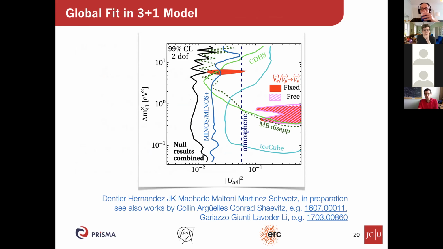And this is what these constraints look like. If the anomalies were taken at face value, then the parameters should lie within these red regions. If, on the other hand, the null results, so all the experiments that did not observe any anomalies, are considered, then the parameters should lie to the left of the vertex of this black line here. So you see there is a clear tension. There is no region in which the exclusion limits are consistent with the anomalies.